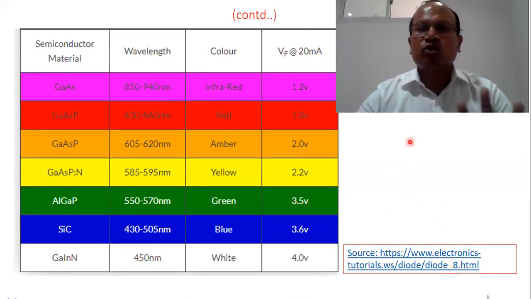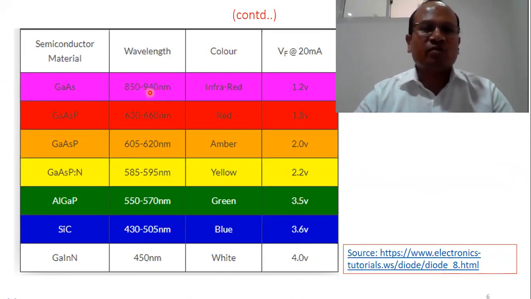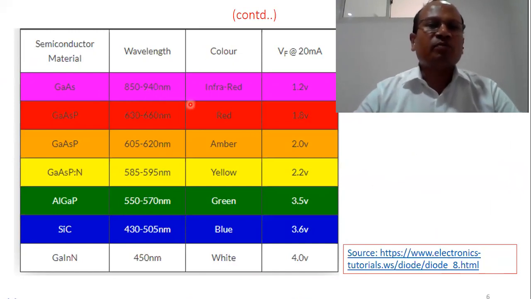So credit goes to the Electronics Tutorials. Semiconductor material is gallium arsenide. Wavelength is 850 to 940 nanometer. See, you see here it's from 460, the EM spectrum is around 700 or some nearby region. But this is not visible, it is infrared. Visible is still up to 700 nanometer. So gallium arsenide, infrared.